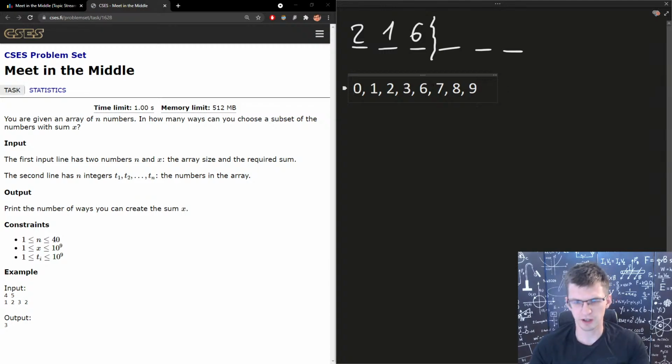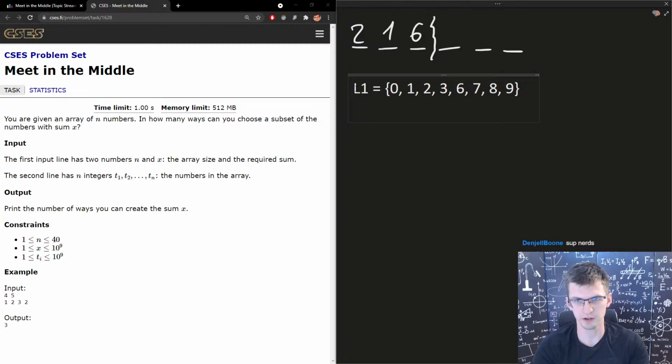We have, I will call it L1, list 1, and this is of size 2 to the 20th power. Then similarly, I make a list for the second half, and now I need to combine it. Let's say that my target value is 10.